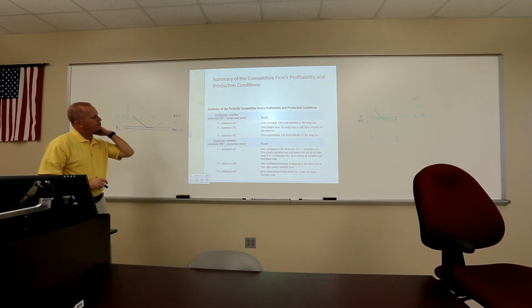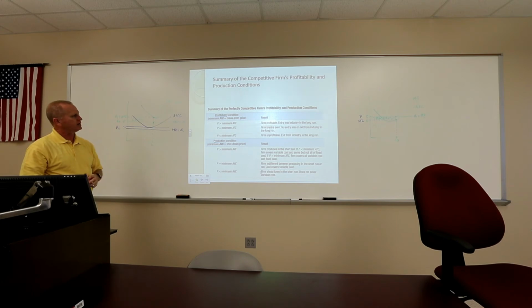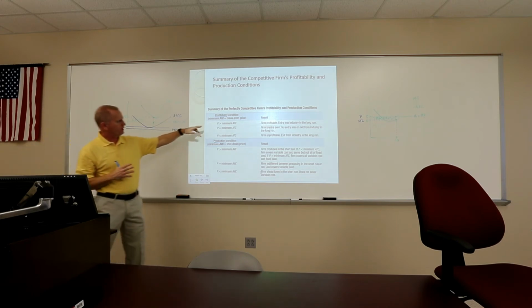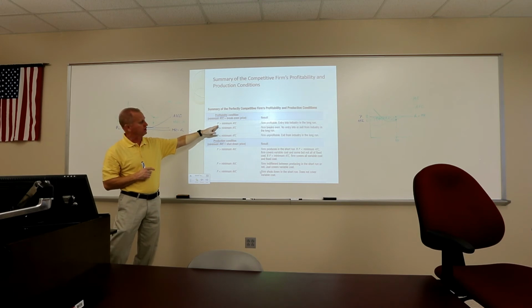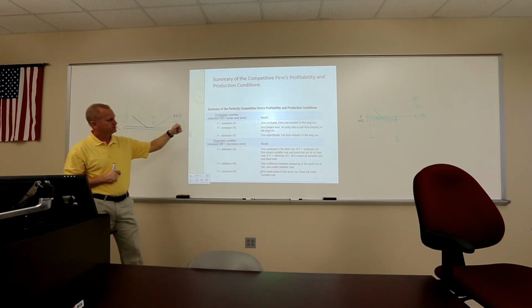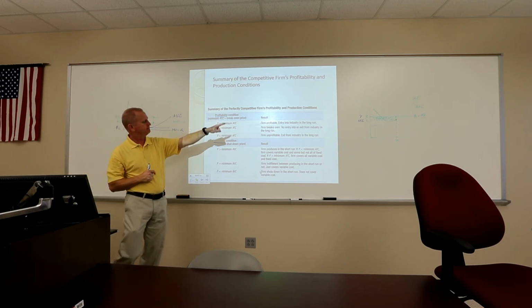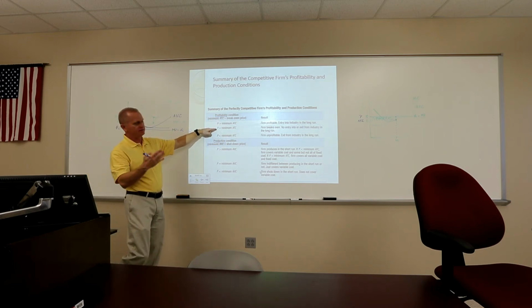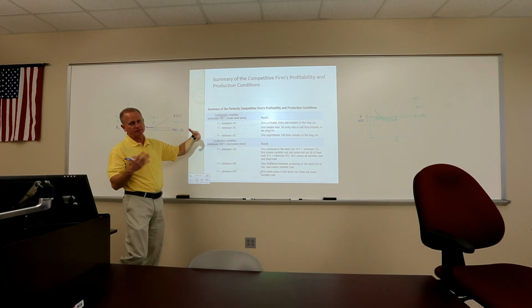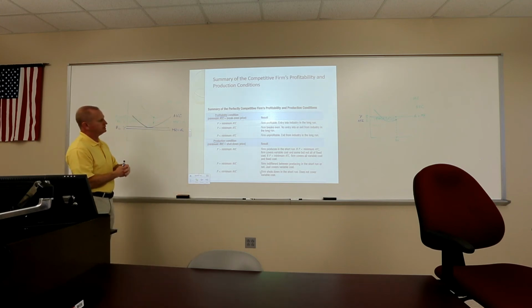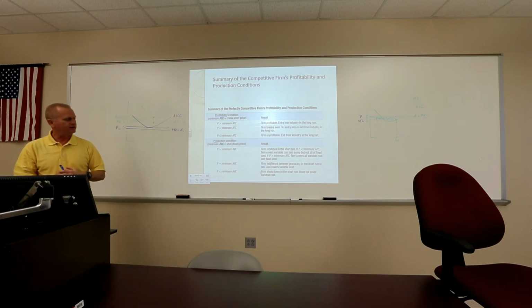I think one of these is similar to what I had up earlier. If the price is above the minimum average total cost, the firm is profitable. That's that, okay? If it's equal to it, it breaks even. If it's less than, it's unprofitable, it loses money. So that was on that one slide.